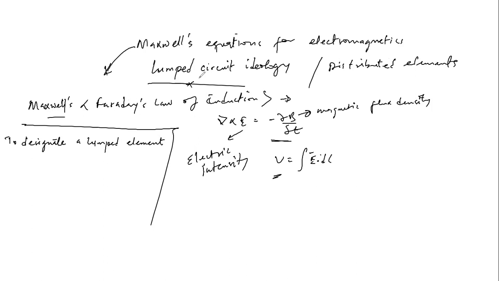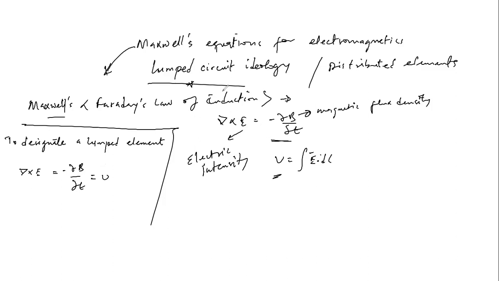And we here have been able to establish that Maxwell's equations do not hold exactly if we must relate with the lumped circuit ideology. But all we get to do in electrical engineering derives directly from Maxwell's equations for electromagnetics. So to designate a lumped element exactly or accurately, the time rate of change of the field must be zero. So it means it doesn't in any way induce a voltage around it.